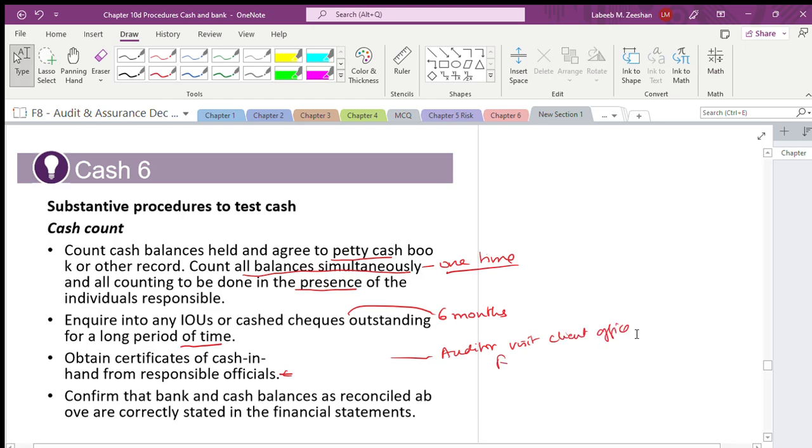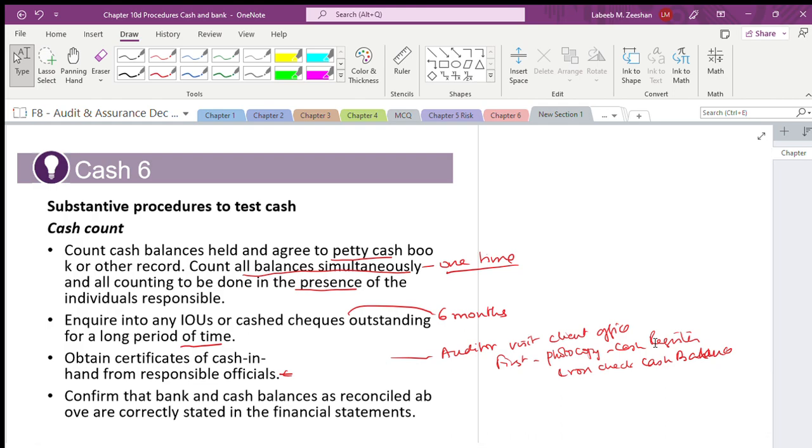First, what will he do? First, he will take the photocopy of the cash register. He takes the copy of that and he cross checks it with the cash balance. The register and the cash balance should match.